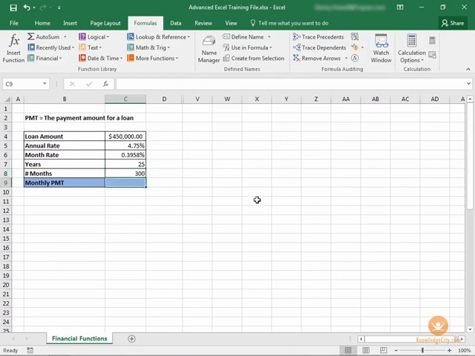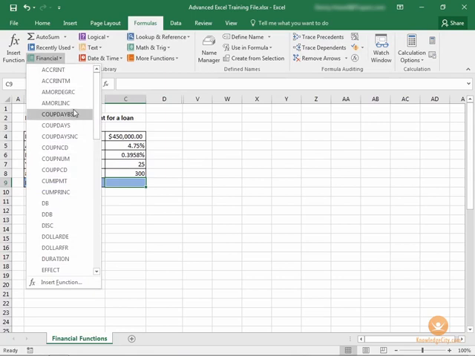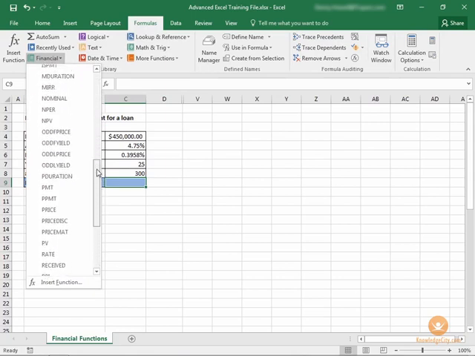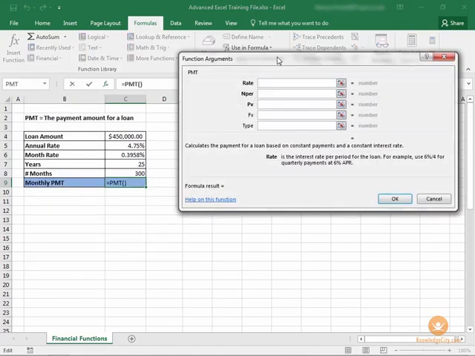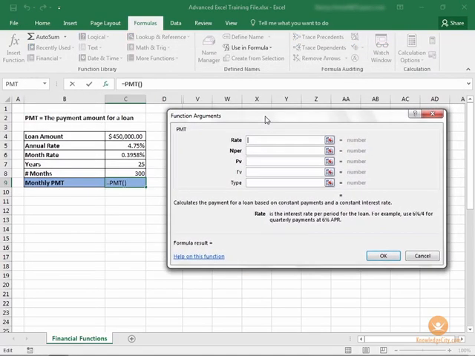And what we want to find out is what the monthly payment will be for a loan given these pieces of information. So we're going to go to the financial functions within the formulas tab. We're going to scroll down and we're going to find the PMT, which is the payment function. And when you select that function, we have our function arguments window that pops up.